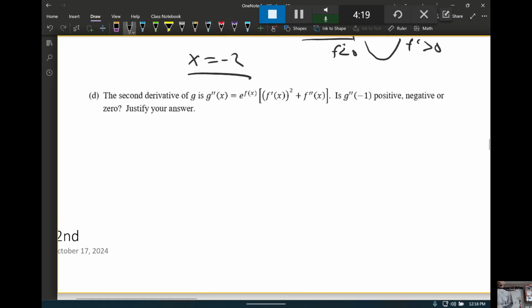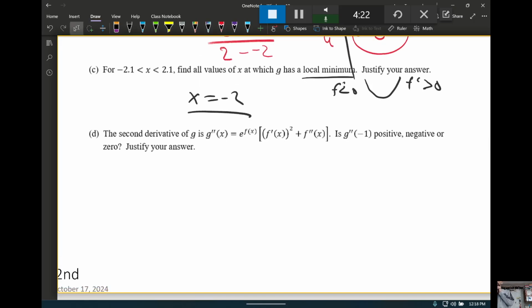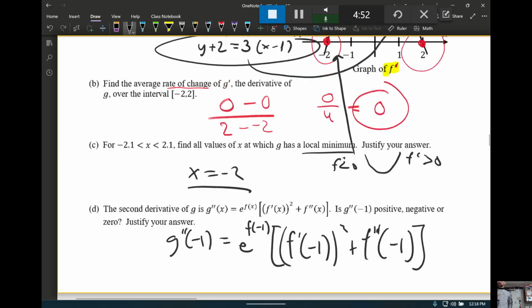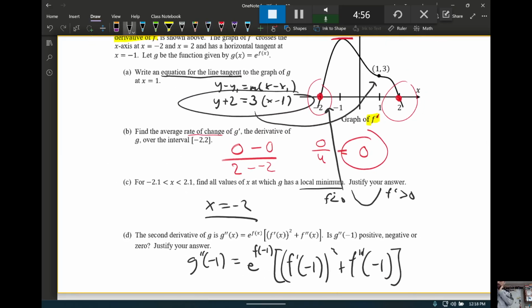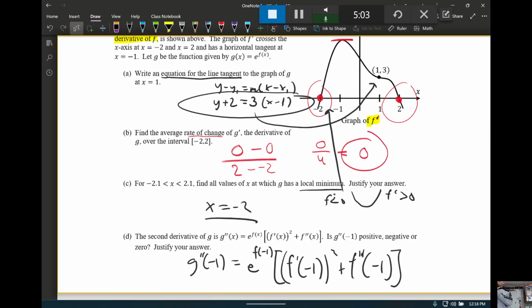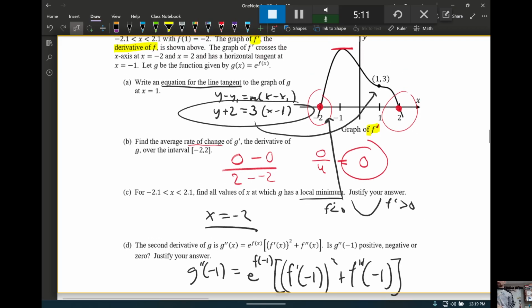And then the last one, it's pretty scary looking, but let's give it a shot. Second derivative is all of this mess. If I plug negative 1 into this, is it going to be positive, negative, or 0? So everywhere there's an x, we will plug in a negative 1. Okay, some of this is going to be easier than finding the others.